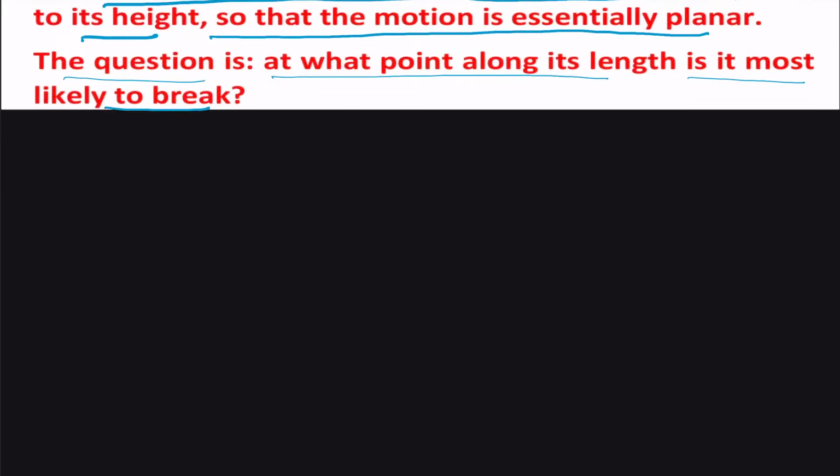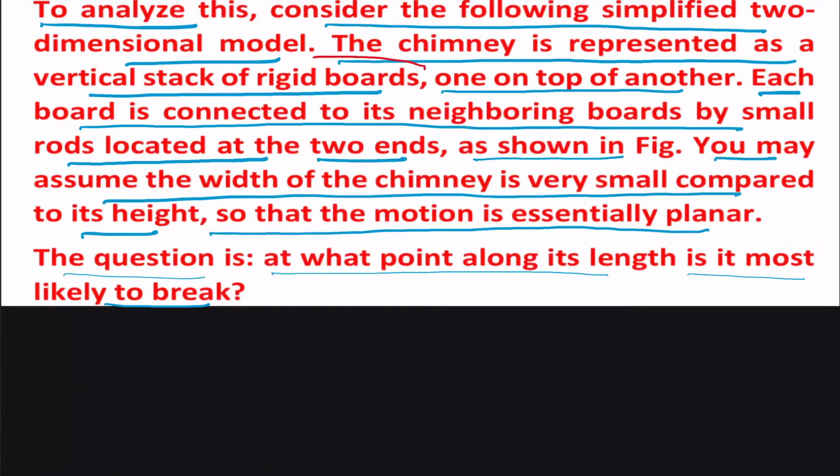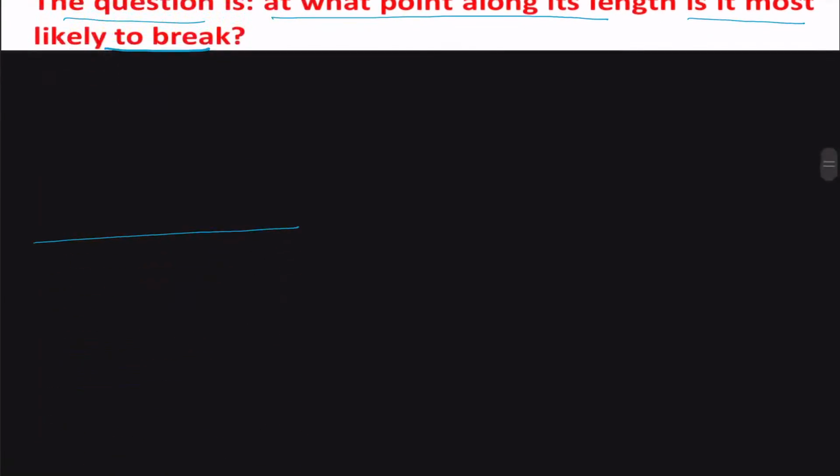So we can just draw the basic figure, and it says that there is a vertical stack of rigid boards. So we can draw the vertical stack of rigid boards, and these vertical stack of rigid boards are connected by individual rods. Okay, something like this.